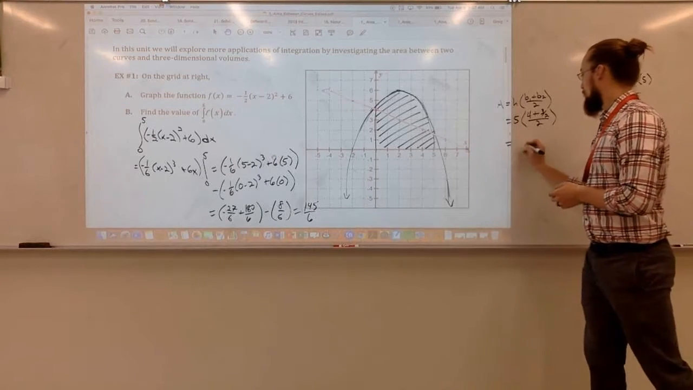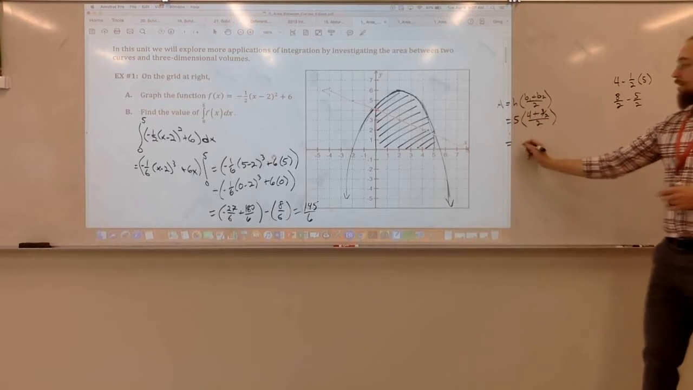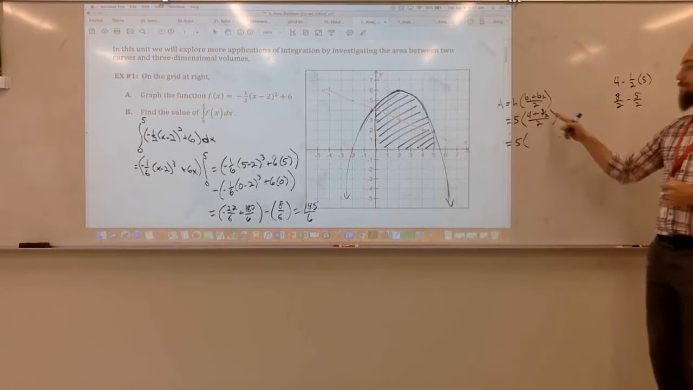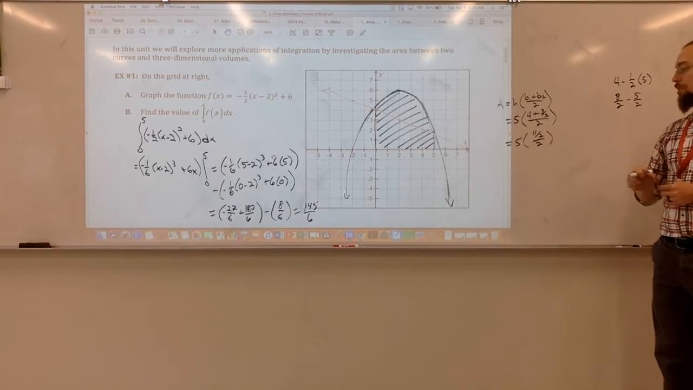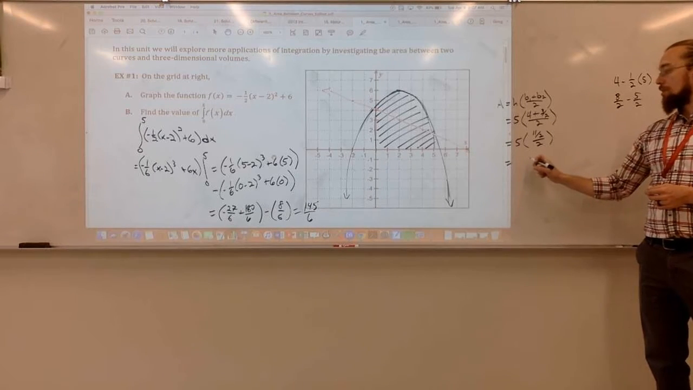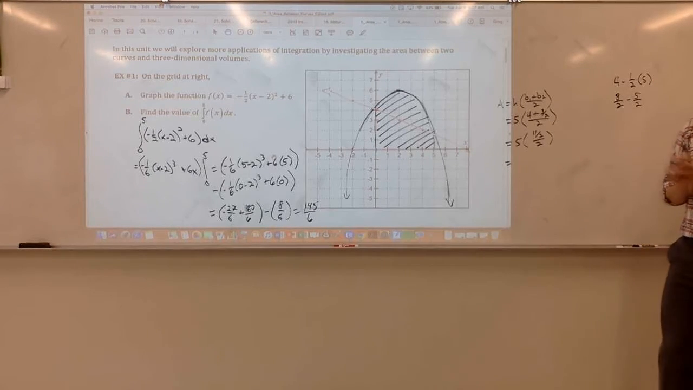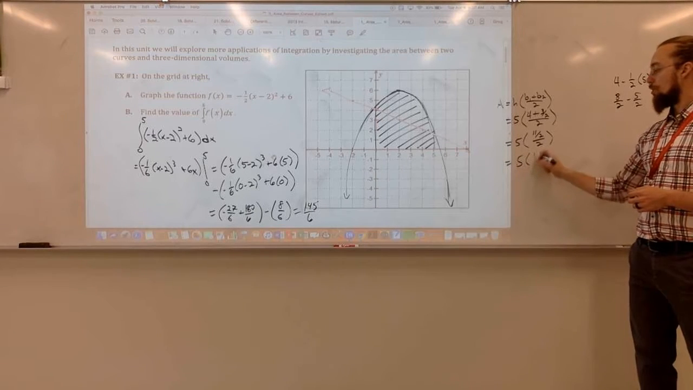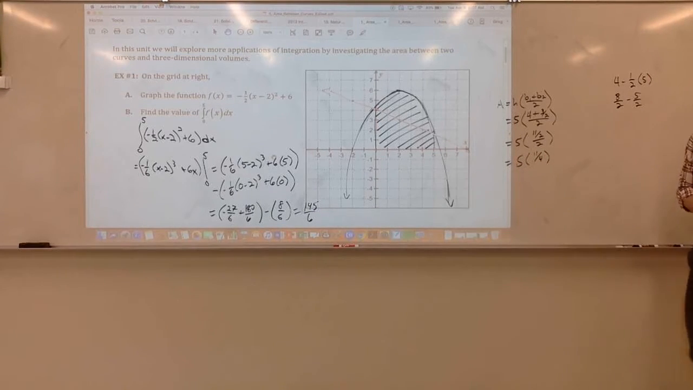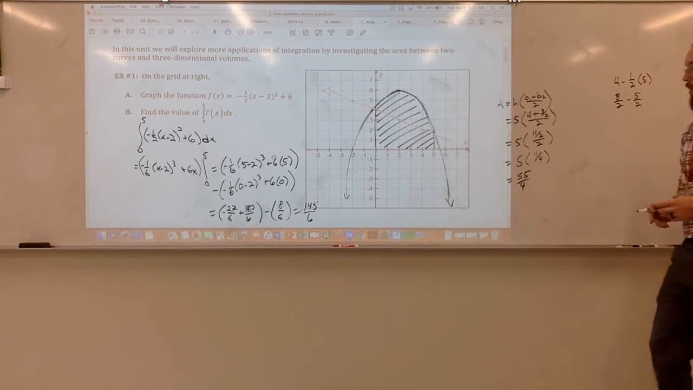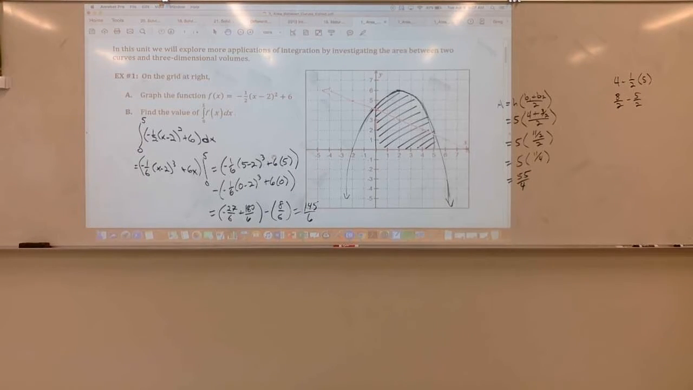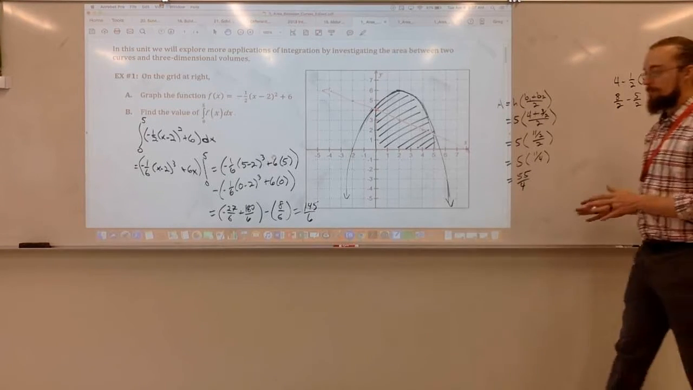So if we wanted to calculate this by hand, 5 times (8/2 plus 3/2), which is 11/2, over 2. So this would be 11/4, right? So we end up with 55/4. Are we okay with that?